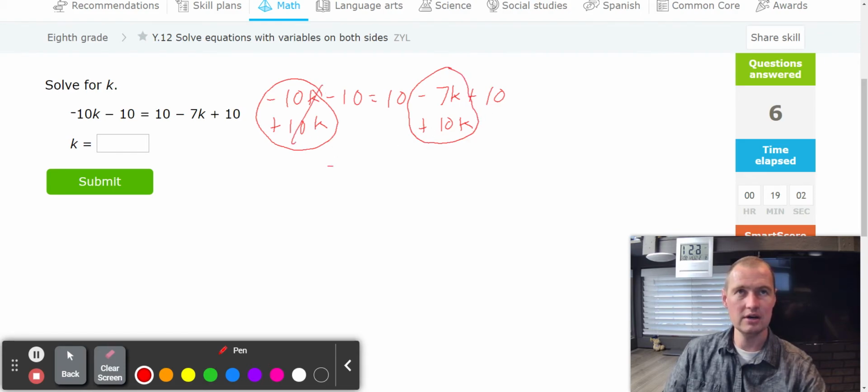So opposites cancel out there. Negative 10 equals 10. 10 minus 7, let's see, 10 minus 7 is 3k plus 10. Now, notice I got two 10s on this side. So what about putting the 10s together, because there's no k's with the 10. So 10 plus 10 is 20 plus 3k. And negative 10 comes down on the left side.